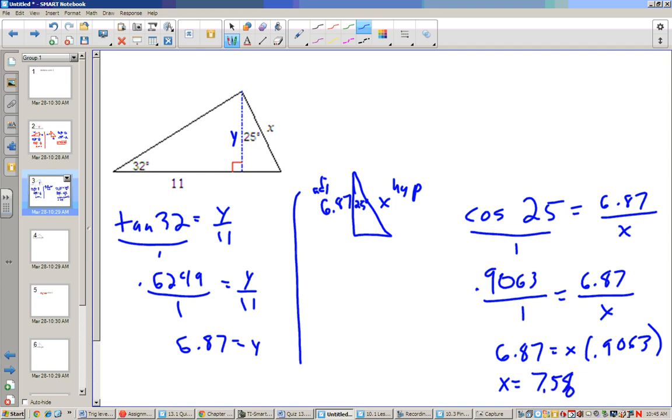Hopefully that's a good enough start with these multi-step problems that you can do the first few problems on your own. Good luck.